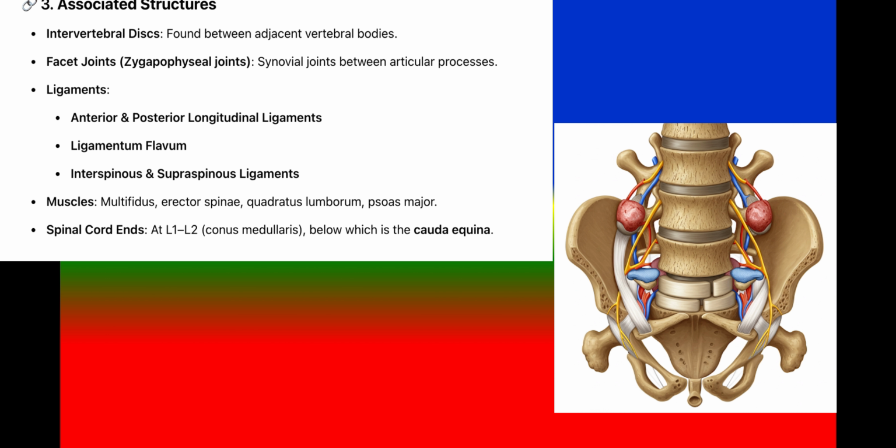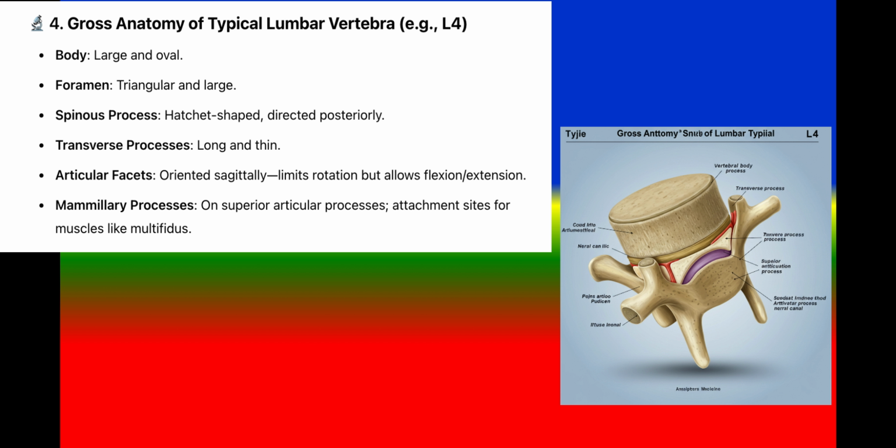Spinal cord ends at L1 to L2, the conus medullaris, below which is the cauda equina. 4. Gross anatomy of a typical lumbar vertebra, e.g. L4. Body: large and oval. Foramen: triangular and large. Spinous process: hatchet-shaped, directed posteriorly.